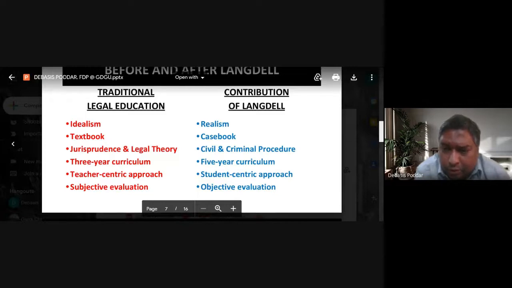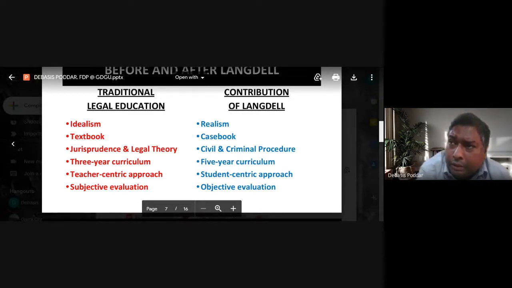So in that way, the student-centric approach, what today we call the interactive class, was also initiated at that point of time. Another trend nowadays, I guess, had also started already: the shift from subjective evaluation to objective evaluation.